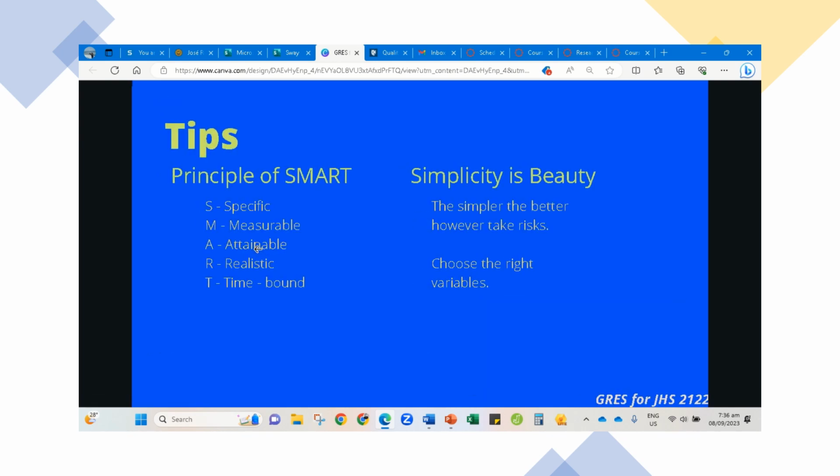Now, always remember when you look at your research and your variables, you need to be specific, measurable, attainable, realistic, and time bound. Another thing is that simplicity is beauty. The simpler the better, however, take risk. Choose the right variables in your research. And I will help you with that when it comes to our consultation.